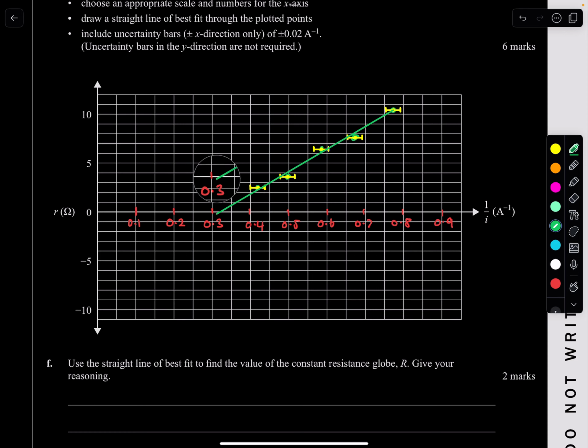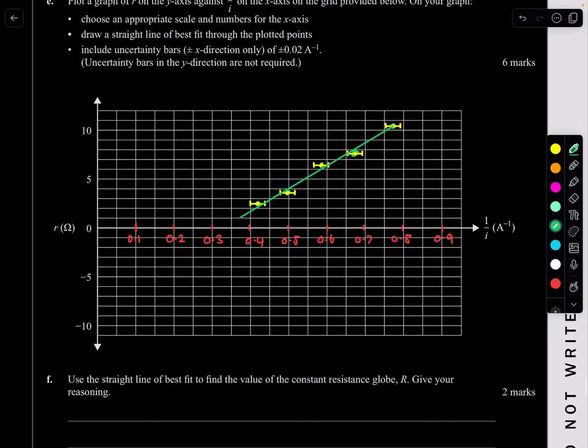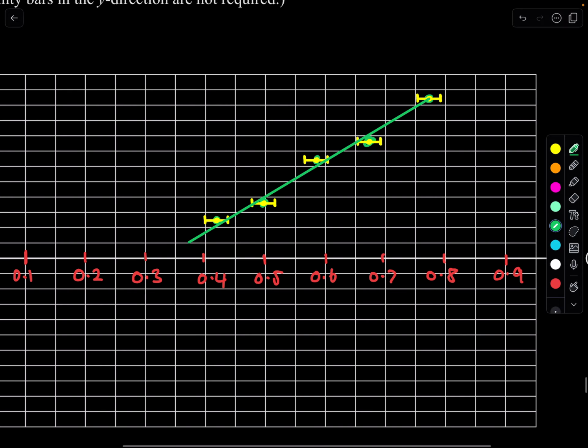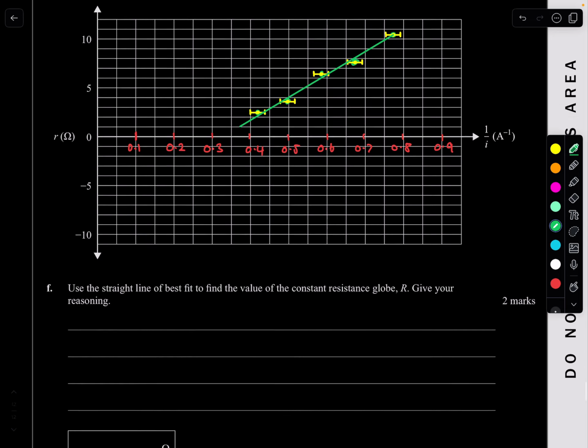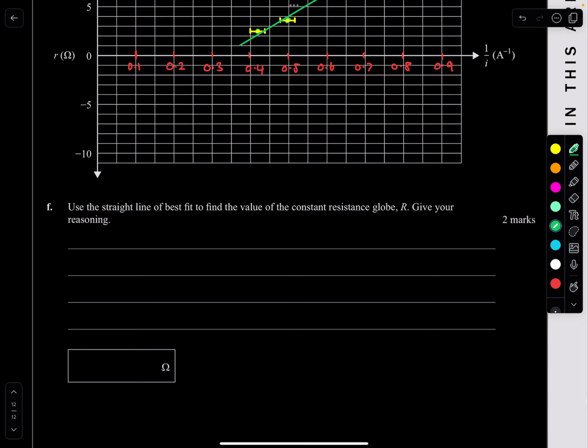Is it? So it doesn't pass around here. So if I draw like that, around there, that passes through, yep, passes through that one. Yep, that looks good. So it passes through most of them. So we traced the appropriate unit, drawn a straight line, included all those uncertainty bars, and now use the straight line of best fit to find the value of the constant resistance R.